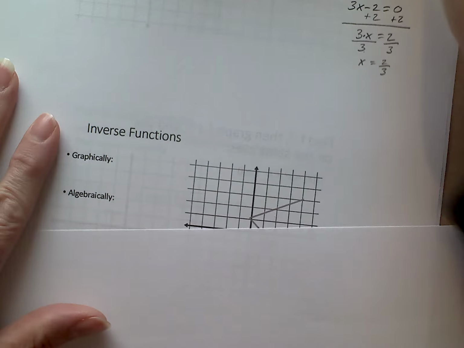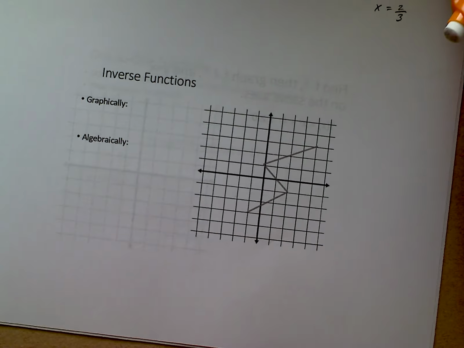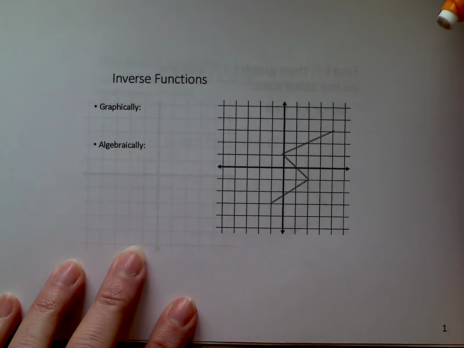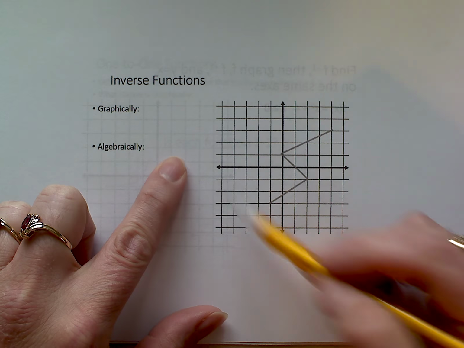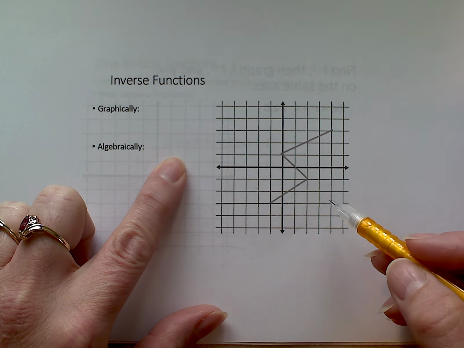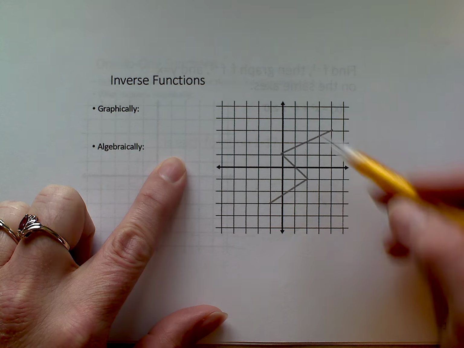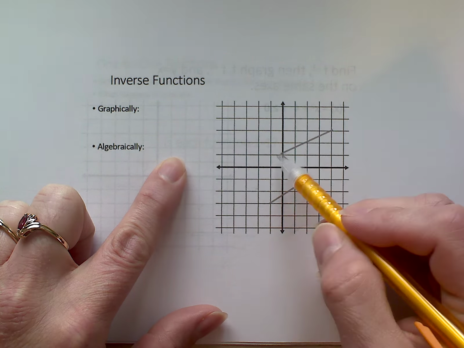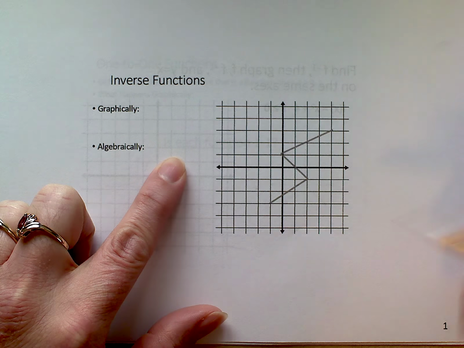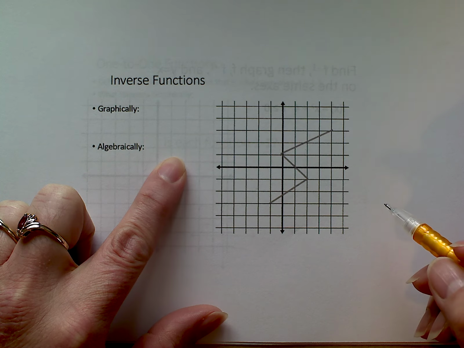So, in that thought, let's look at it graphically. When I see the graph of this, it is not a function. Do you know why it's not a function? It's that vertical line test failure, right? This is just a relation, but it's just a nice one that we can work with.